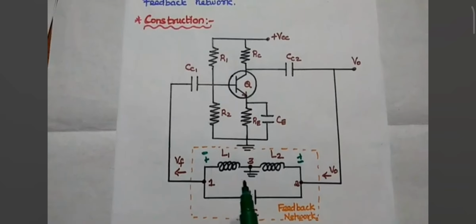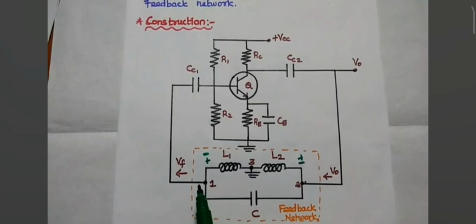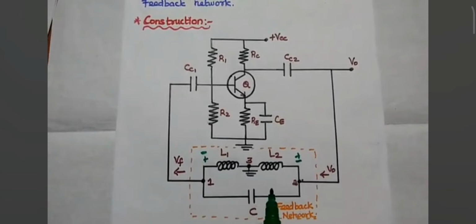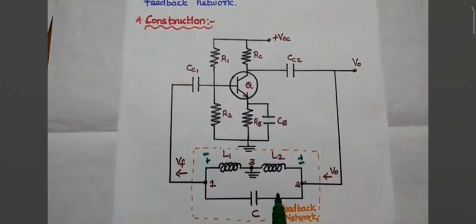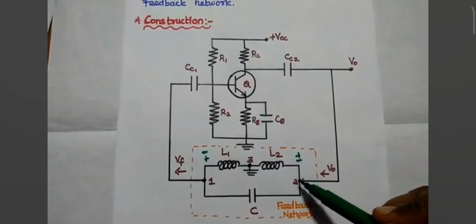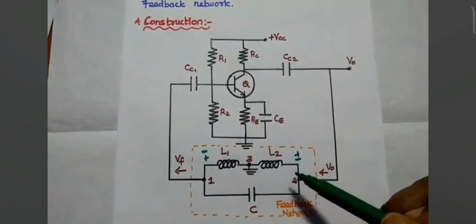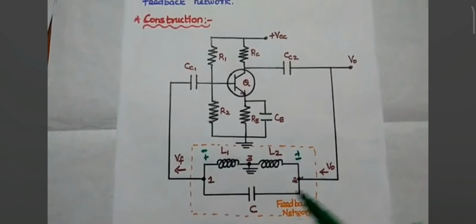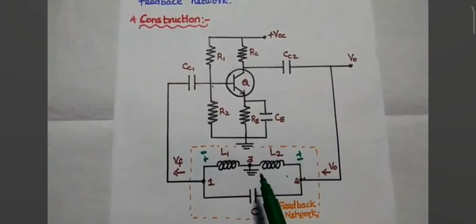So here we can introduce 180 degree phase shift between the input of this feedback network and the output side. Do you all understand this? This feedback network introduces additional 180 degree phase shift which is required for oscillation. Here the output VO is given as input at this terminal 2. This voltage is available across this L2 inductor and the feedback voltage is available across the inductor L1. Do you all understand this concept? So it can produce oscillatory output.